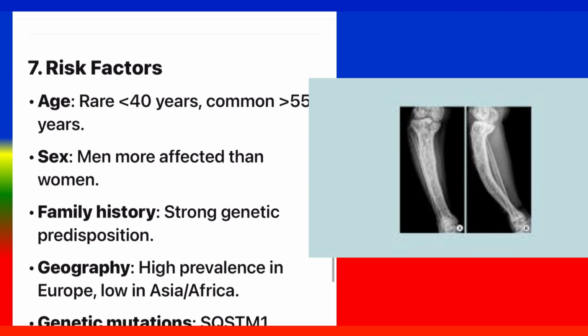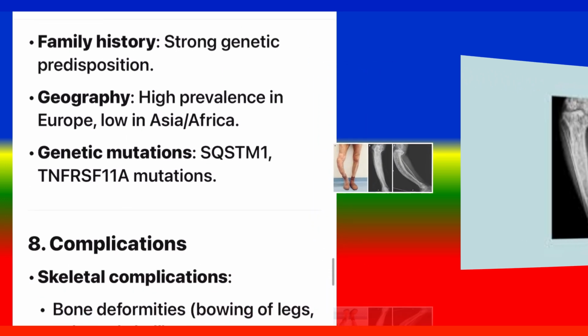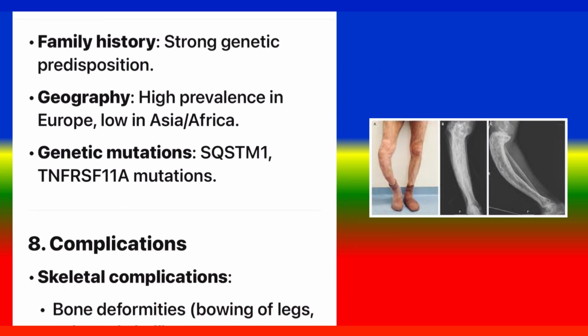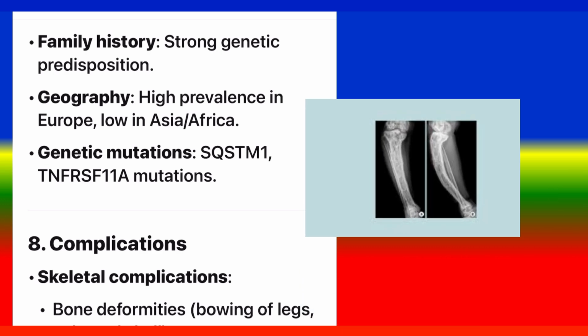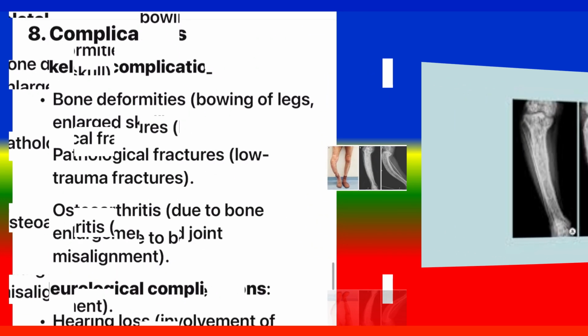7. Risk factors: age, rare below 40, common above 55. Sex, men more affected than women. Family history, strong genetic predisposition. Geography, high prevalence in Europe, low in Asia and Africa. Genetic mutations, SQSTM1, TNFRSF11A mutations.